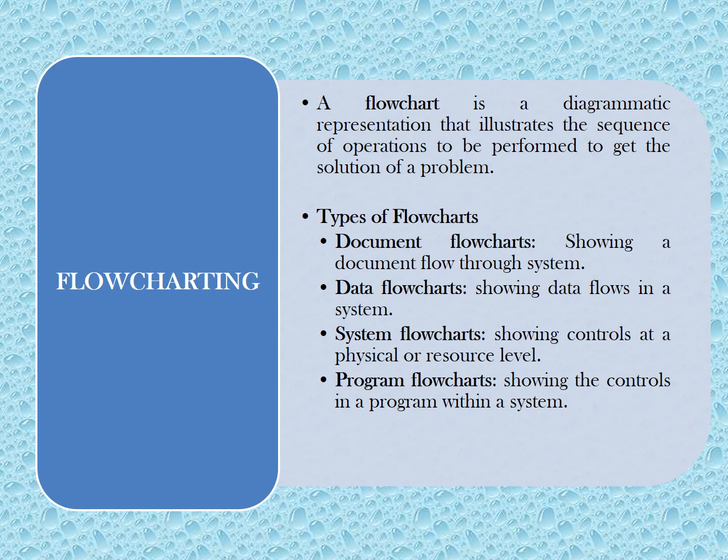Flowcharting. A flowchart is a diagrammatic representation that illustrates the sequence of operations to be performed to get the solution of a problem. Types of flowcharts. 1. Document flowchart, showing a document flow through system. 2. Data flowcharts, showing data flow in a system. 3. System flowcharts, showing controls at a physical or resource level. 4. Program flowcharts, showing the controls in a program within a system.